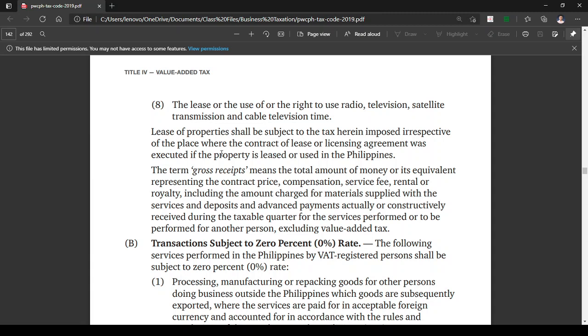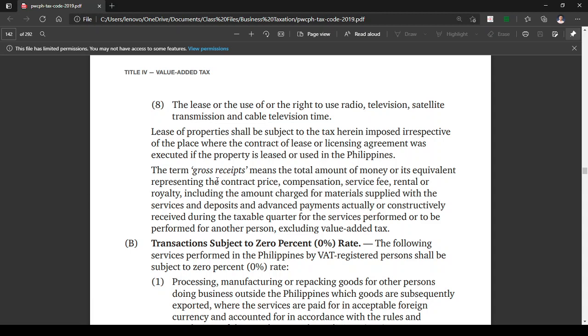Okay, the term gross receipts means the total amount of money or its equivalent representing the contract price, compensation, service fee, rental, or royalty including the amount charged for materials supplied with the services and deposits and advance payments actually or constructively received during taxable quarter for services performed or to be performed for another person, excluding value-added tax. Okay, so na-discuss naman natin ito sa introduction, right, yung term na gross receipts.